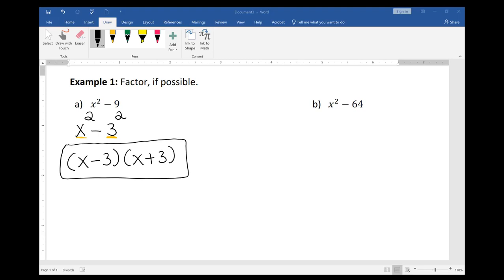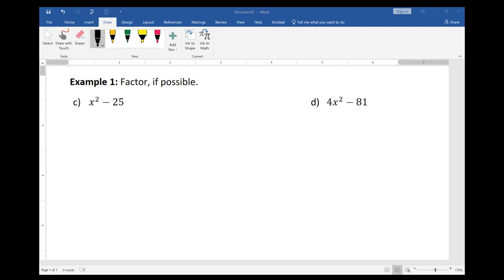Example 1b, factor if possible, x squared minus 64. Again, we will identify our perfect squares first, and then we'll write our binomials. X squared, already a perfect square, 64, 8 squared. Now that we have identified our perfect squares, we'll write our binomials. So our binomials will be x minus 8, x plus 8.